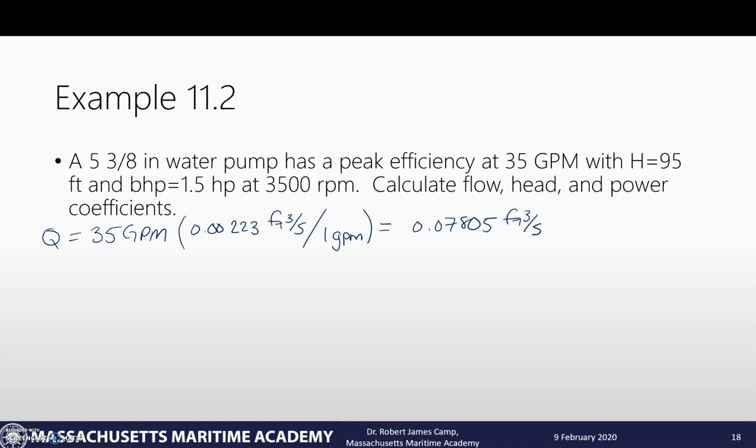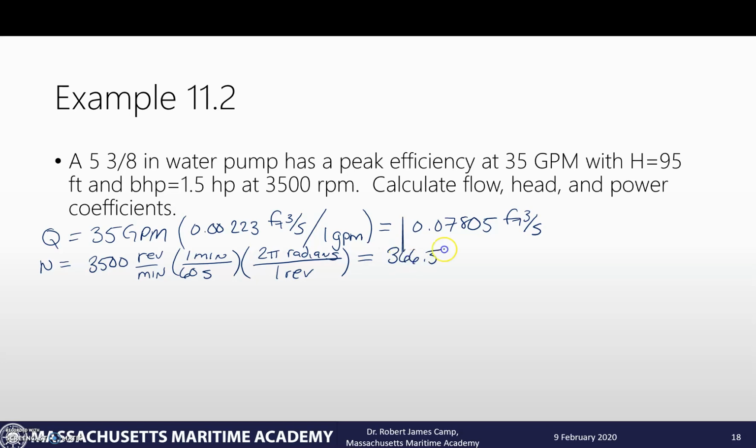And then I'm going to look at my RPMs. So RPM's 3,500, and that's a revolution per minute. So I'm going to have 1 minute divided by 60 seconds to get rid of that minute. And then I'm going to have 2 pi radians. There's 2 pi radians in one 360-degree circle, or 1 revolution. And that's going to give us 366.5 radians per second.